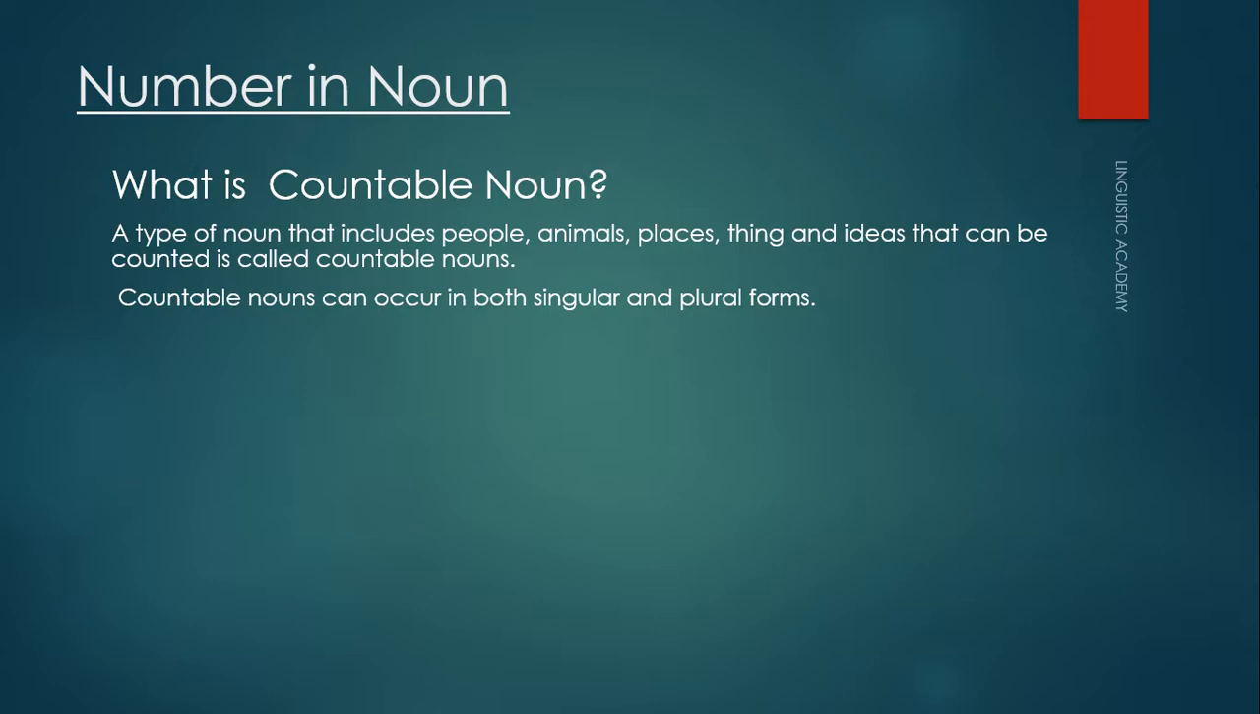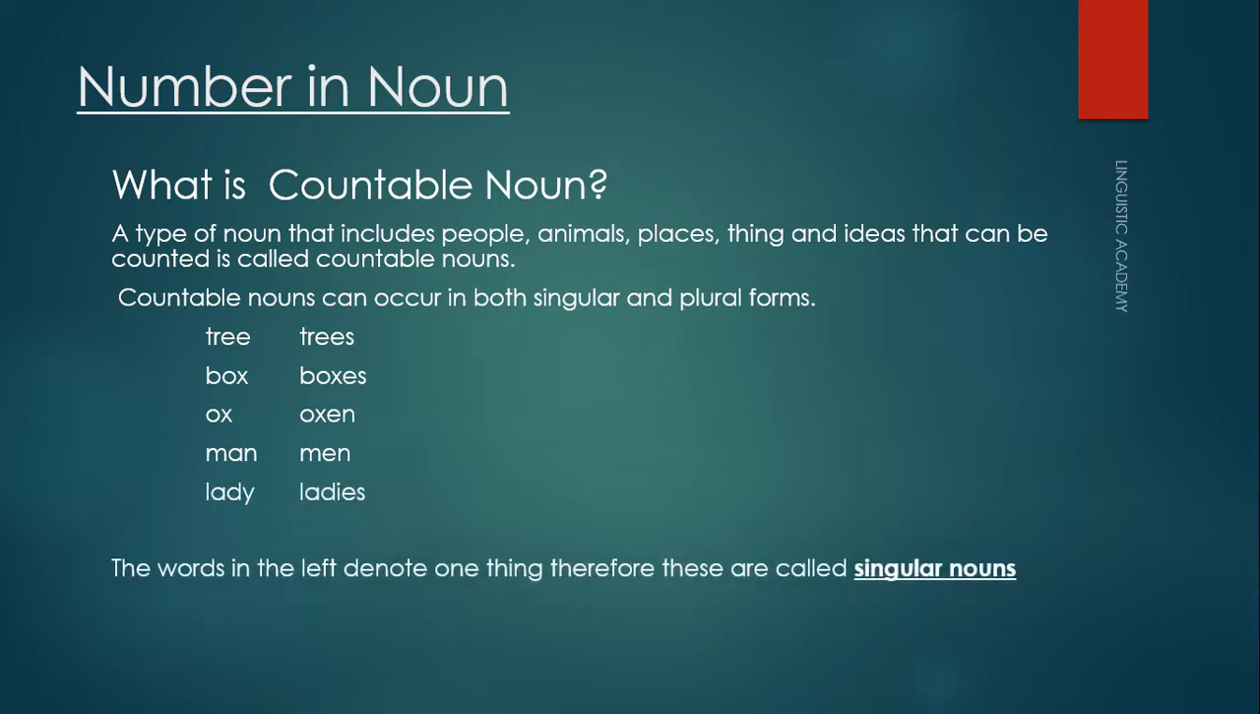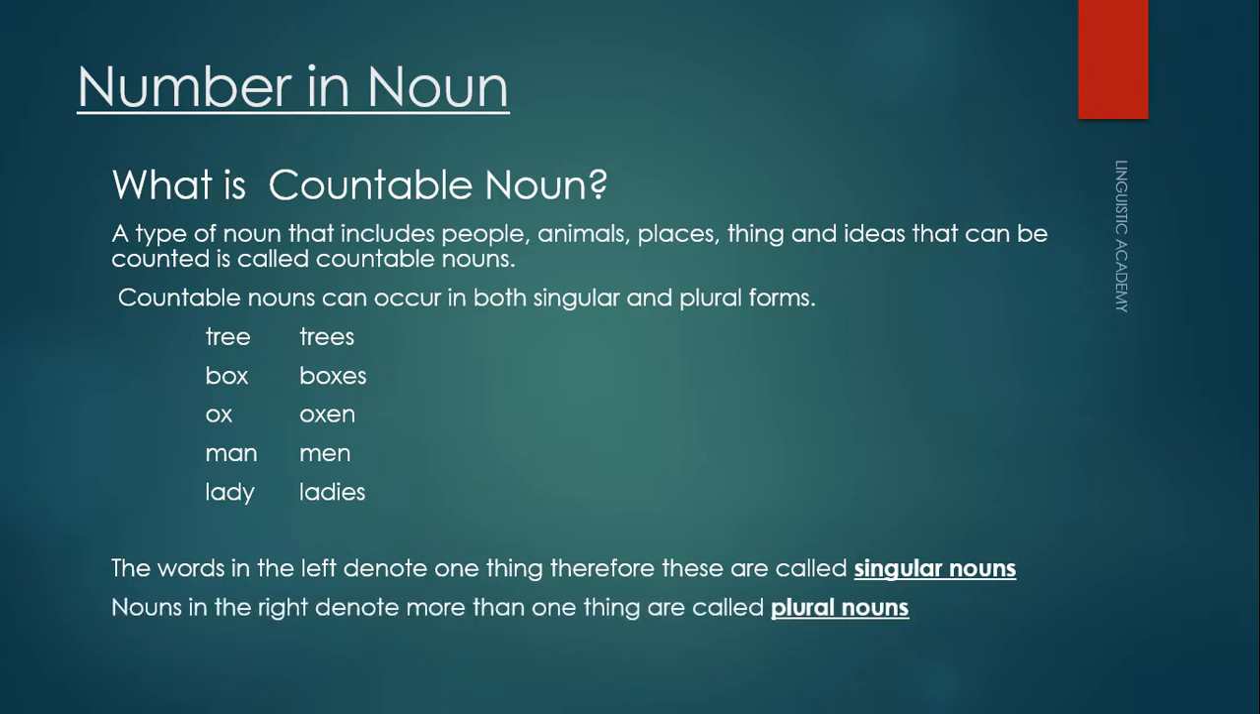For example, tree, trees, box, boxes, ox, oxen, man, men, lady, ladies. Now in these examples, the word on the left side denotes one thing. Therefore, these are called singular nouns, while the words on the right side denote more than one thing. Therefore, these are called plural nouns. Now, let's understand what singular nouns are.